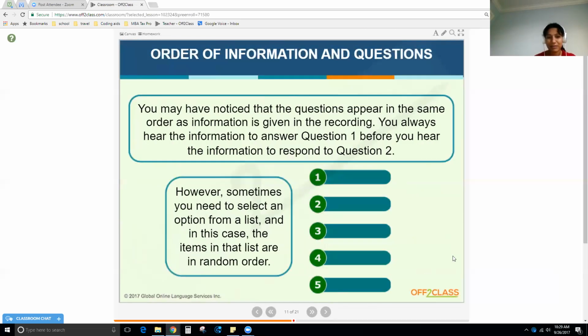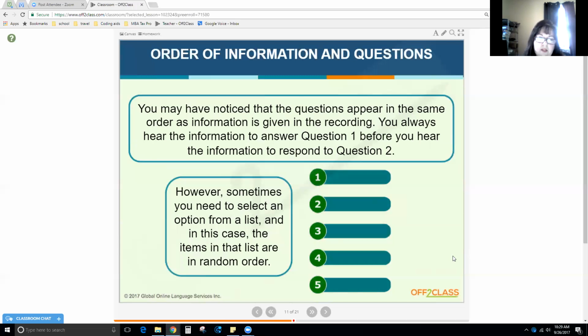You may have noticed that the questions appear in the same order as the information is given in the recording. You always hear the information to answer question 1 first before you hear the information for question 2. I'm not 100% sure that they do it that way in the exam. I don't think they do. If I recall, on some of the practice exams there were questions out of order. But I might be thinking of the reading. So we'll see as we go along in the examples.